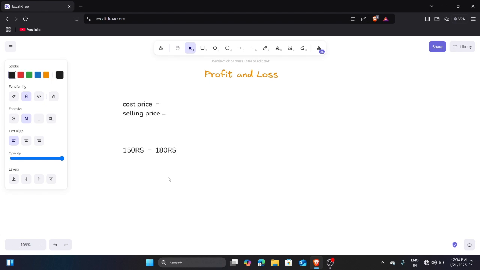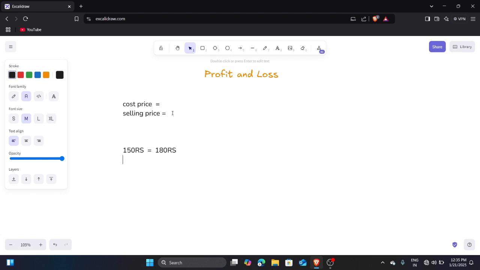Now that 30 rupees profit, we have to deal with in this topic as a percentage, like how much profit percent the shopkeeper gets. That we have to calculate. For that you have to know a little bit about the percentage topic, and if you don't know, no problem, go to my playlist, where there is a percentage topic, and from there you can learn about it. So here he gets 20% profit. How I calculate the 20% profit, we will talk about after some time in this same video.